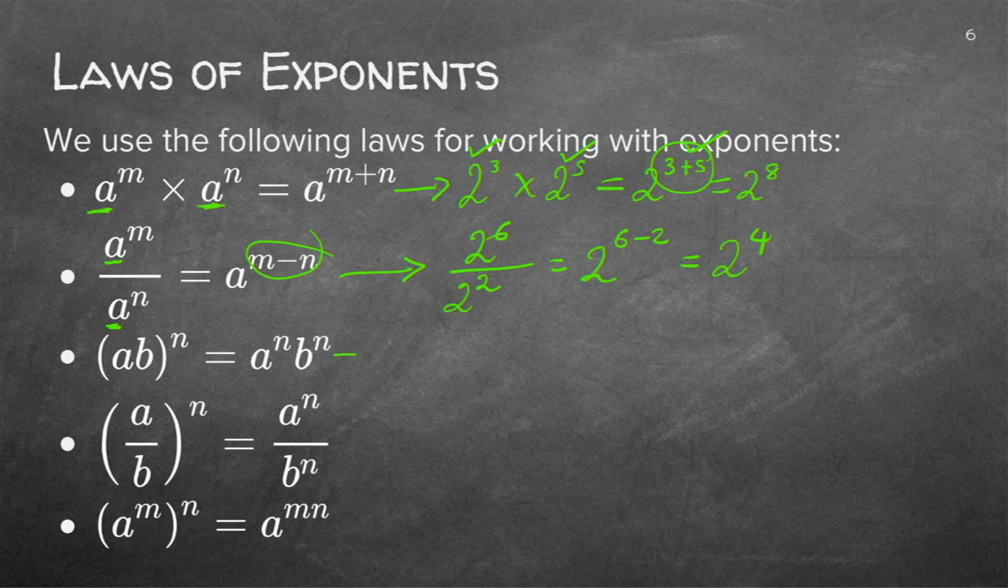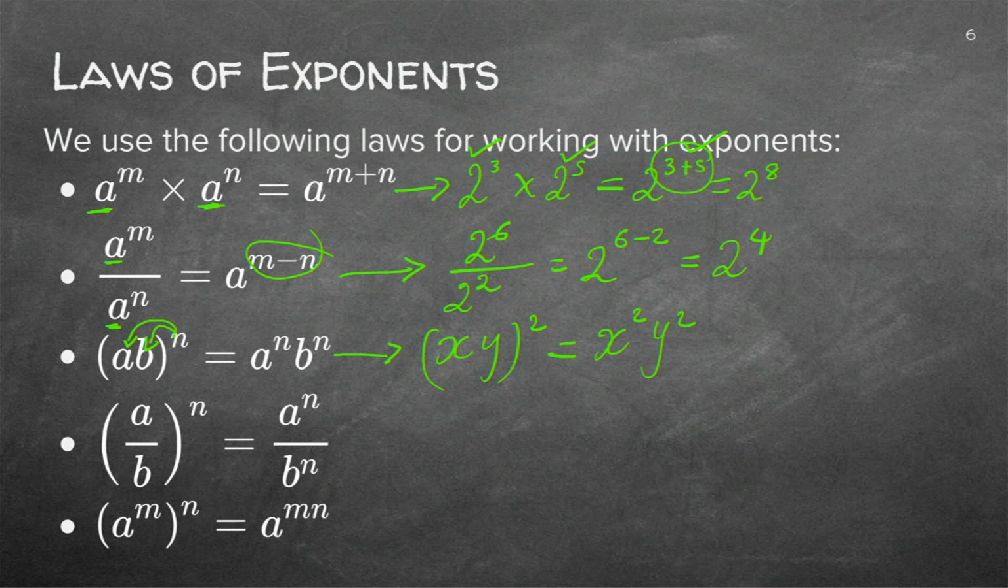And the third law: if you have a bracket that has values inside, a and b, and the exponent n, you simply distribute the exponent to both values. So if I have (xy) to the power of 2, I have to distribute 2 into both sides. So this is going to be x to the power of 2 and y to the power of 2, because I need to distribute to every value there.